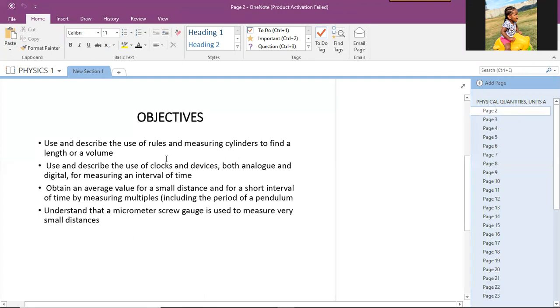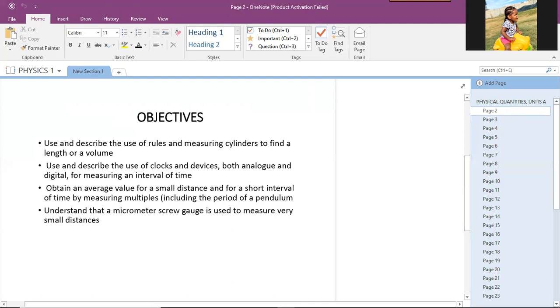accomplish in today's lecture. So we first have to learn how to use and describe the use of various measurements. For example, measuring cylinders to find length or volume. We have to describe measurements of time. And we also have to be able to obtain small distances using something known as a simple pendulum.